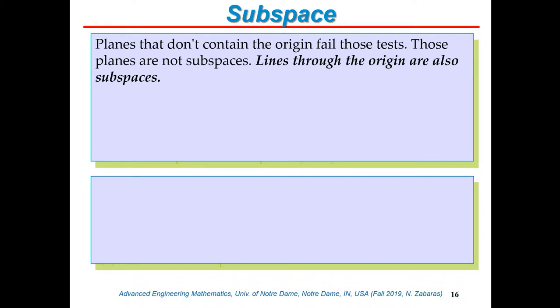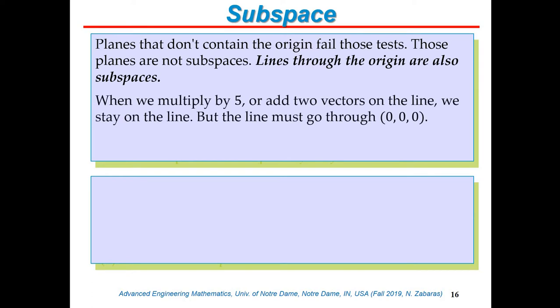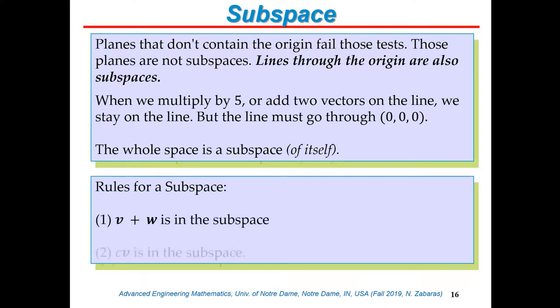We mentioned planes passing through the origin; similarly, lines passing through the origin are also subspaces of R cube. Easily you can show that they satisfy all the needed properties. And of course, another subspace of R cube is R cube itself. If you take the whole space, it's obviously a subspace of itself. And again, always check these rules one and two that you see down here.